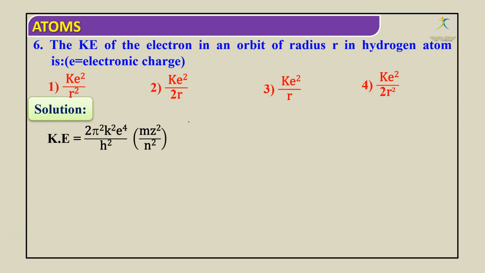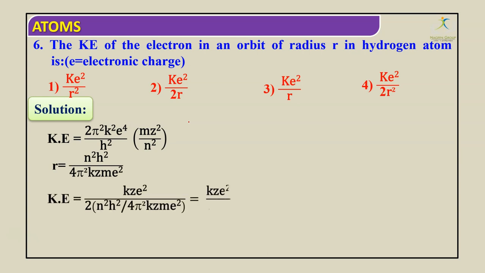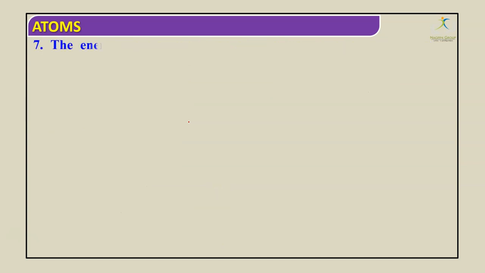Moving to the solution part: kinetic energy is 2 pi square k square e to the power 4 by h square times mz square by n square. R comes n square h square by 4 pi square k z m e square. So kinetic energy equals k z e square by 2 times n square h square by 4 pi square k z m e square, which equals k z e square by 2r. For hydrogen, Z equals 1. Kinetic energy equals k e square by 2r, which is the second option.